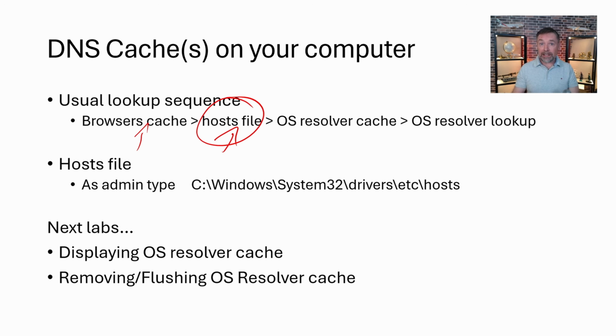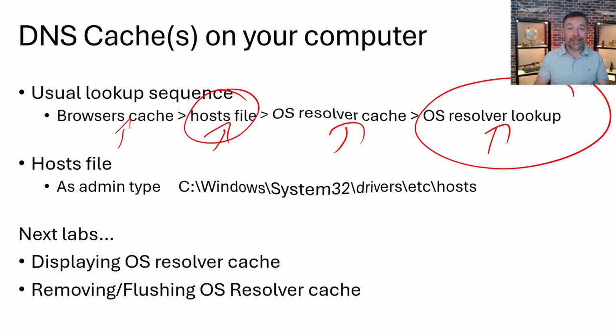Now, the third place it's going to look is in our OS Resolver cache, and we're going to show you an example of that OS Resolver cache on Windows. Our Windows operating system remembers also. And then if that doesn't work, the last thing that will happen is our operating system will go ahead and look up that IP address for us. It'll go through the sequence I showed you previously. Go to the DNS server, the DNS server will go and check on the internet, and we'll get our result.